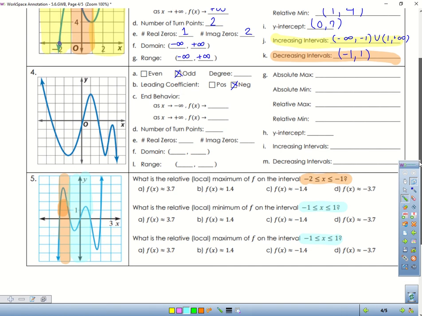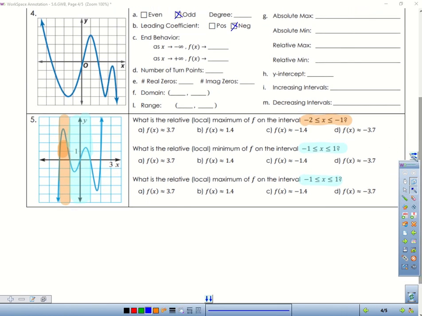Yeah. So for number 5, does everyone understand why I highlighted what I did here? Yeah. Okay. So it says, what is the relative or local maximum on the interval -2 to -1? So what is the relative maximum in this interval? Of those choices, what do you think it is? -1.4. In the orange, what's the relative max? Maximum. So when they're asking about the relative min or max, 3.7.